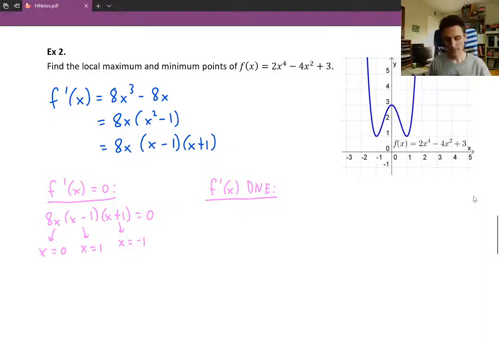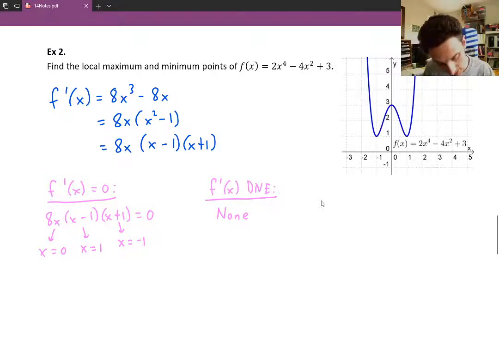Now the first derivative DNE, well, there's nothing really that can go wrong here with x values. Any real number you can plug in for x. There's no division by 0 or anything like that. So the first derivative does not exist nowhere, or you can just write none. There are no x values where the first derivative does not exist.